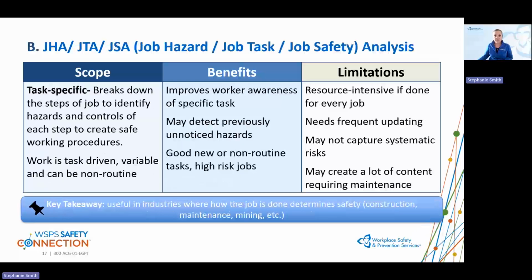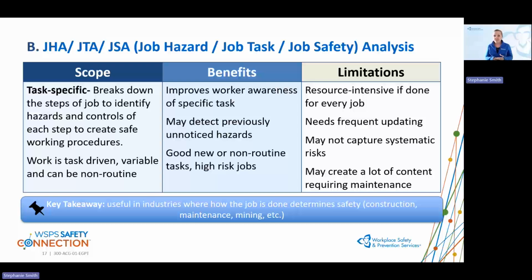The next step is what we call JHAs, JTAs, or JSAs. They often complement hazard assessments. So they are task specific. They are breaking down the steps of that job into individual steps and identifying the hazards of every step of that. And what they're doing is basically creating a safe work procedure about how to do that job safely by breaking down the steps and understanding the hazards of the steps. It's prominent where work is task driven and variable and can be non-routine.